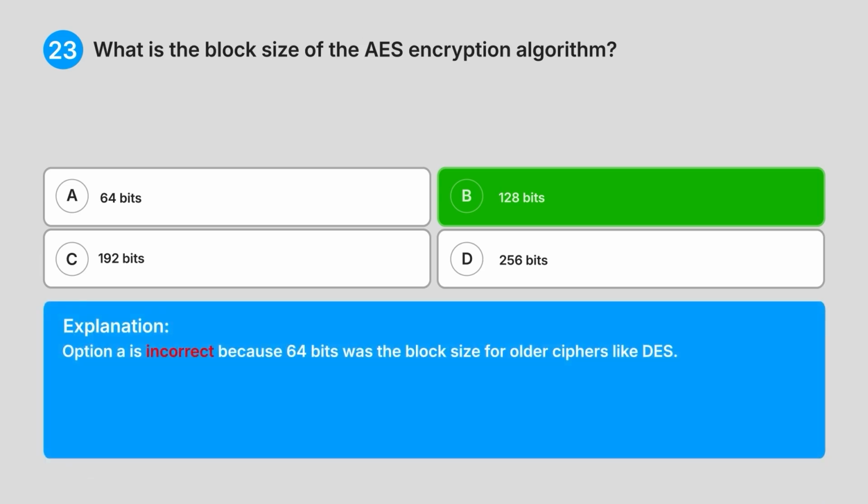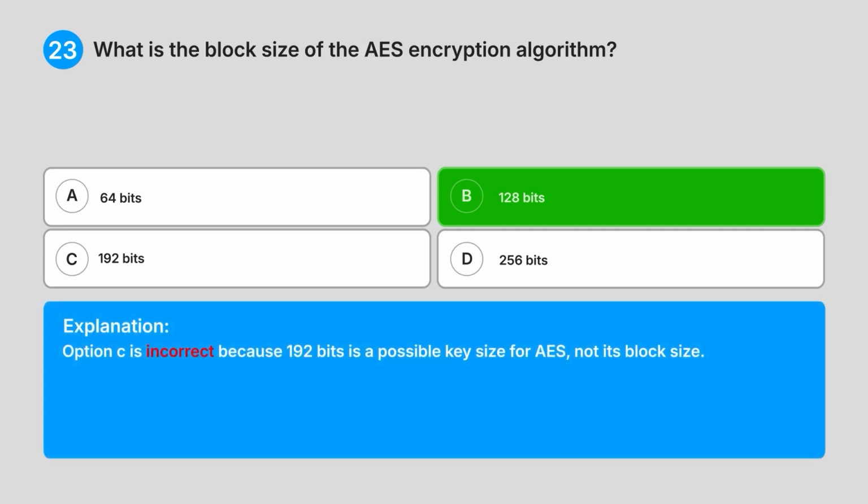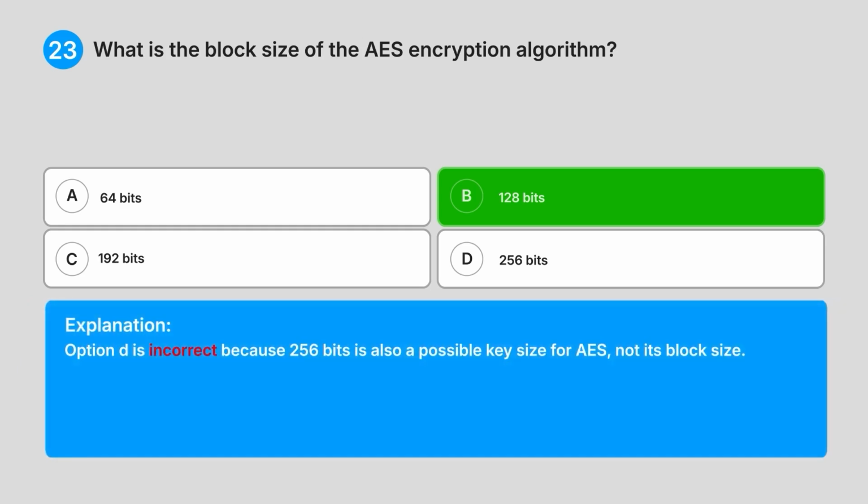Option A is incorrect because 64 bits was the block size for older ciphers like DES. Option C is incorrect because 192 bits is a possible key size for AES, not its block size. Option D is incorrect because 256 bits is also a possible key size for AES, not its block size.